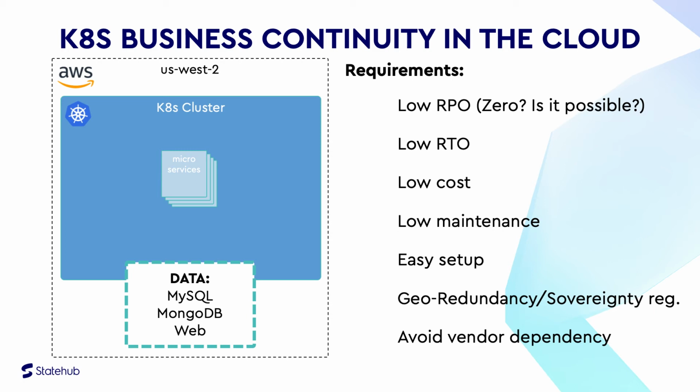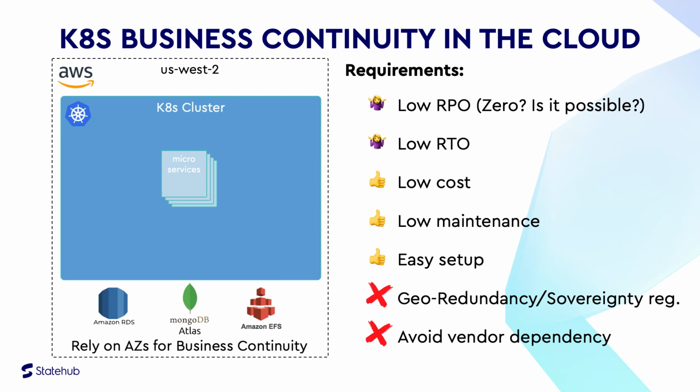But what do most people actually have? Well, they have this: microservices on Kubernetes and the data on a first-party or a third-party data service. Nothing wrong with Amazon RDS or Aurora or MongoDB Atlas or EFS. They're all great services for what they're designed to do, but not so great for what they weren't designed for. And we'll talk about what that is in a minute. But first, to the main point of this slide, they all rely on availability zones for business continuity.